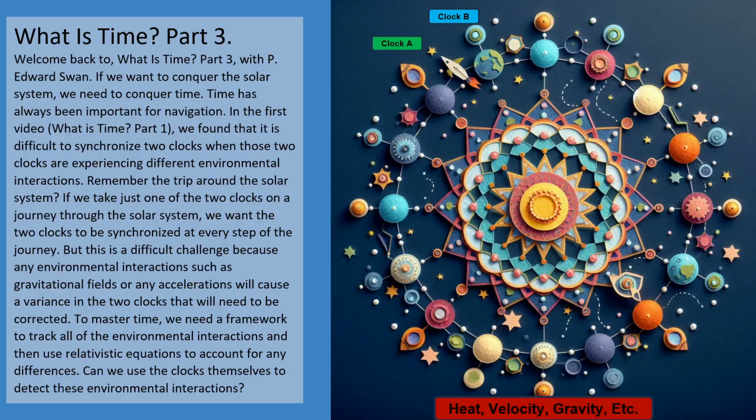But this is a difficult challenge because any environmental interactions such as gravitational fields or any accelerations will cause a variance in the two clocks that will need to be corrected. To master time, we need a framework to track all of the environmental interactions and then use relativistic equations to account for any differences. Can we use the clocks themselves to detect these environmental interactions?